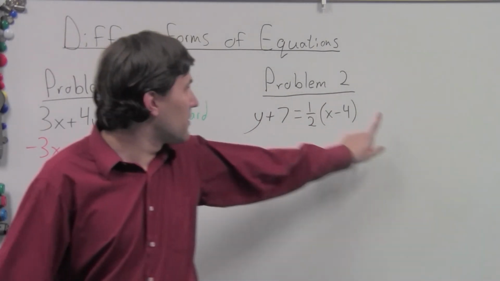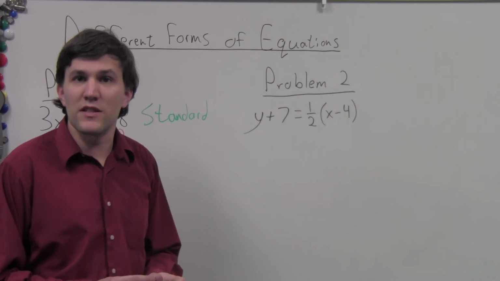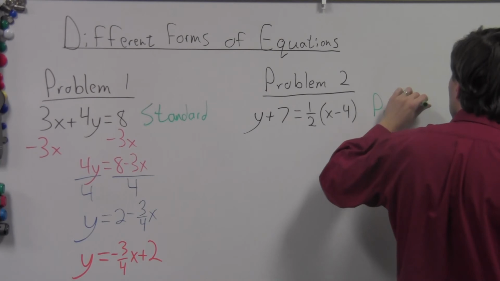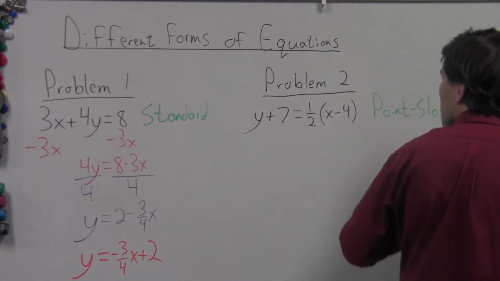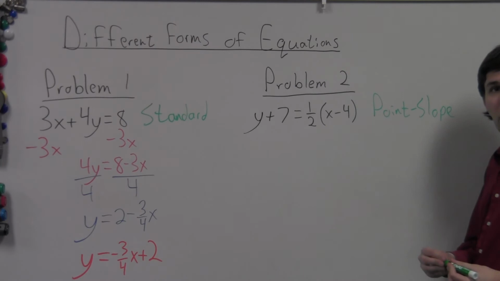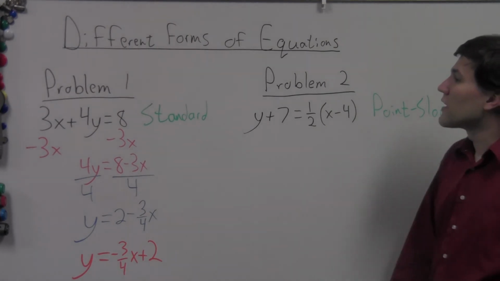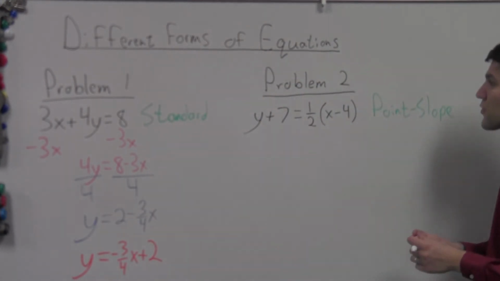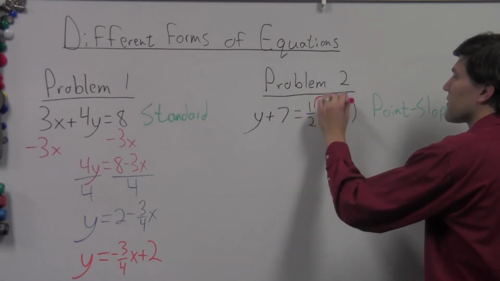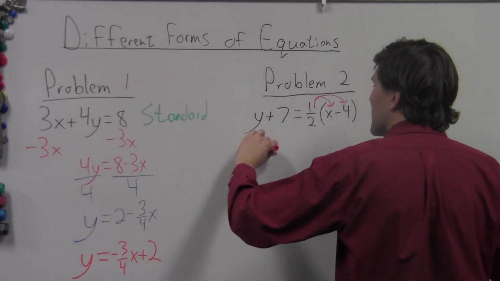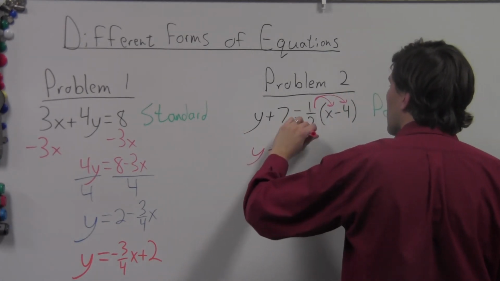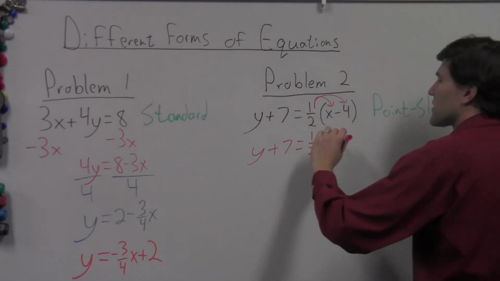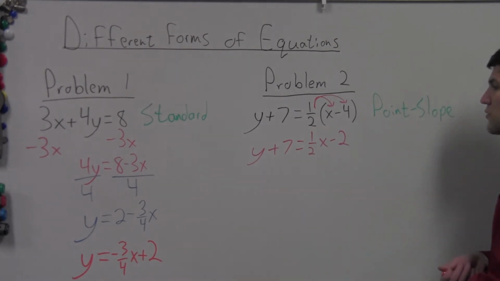For our second problem, this one is in point-slope form. So I'm going to write that down. This is point-slope. So here we have a couple of things that we need to do. It's going to be similar to our process for standard form, but slightly different. First, we have to use the distributive property. y plus 7 remains unchanged. 1/2 times x is 1/2 x, minus 4 times 1/2 leaves us with a 2.